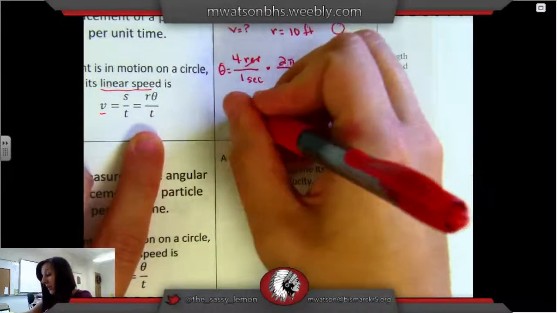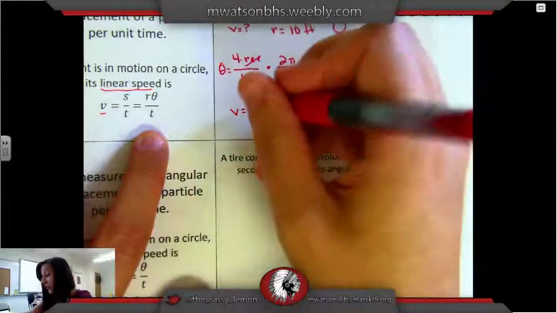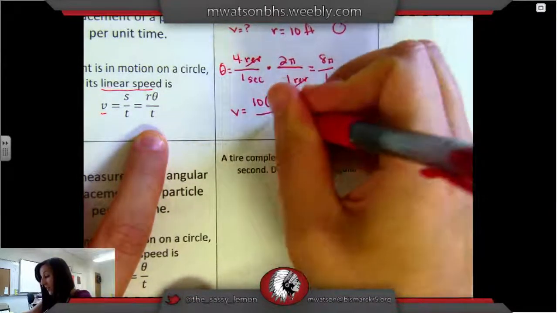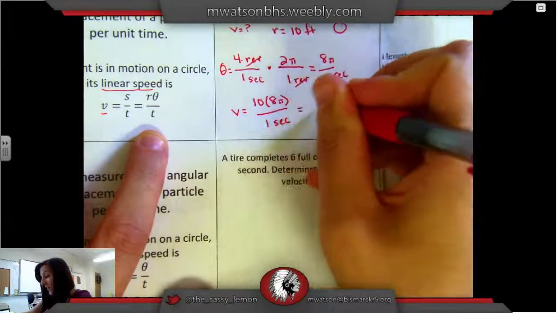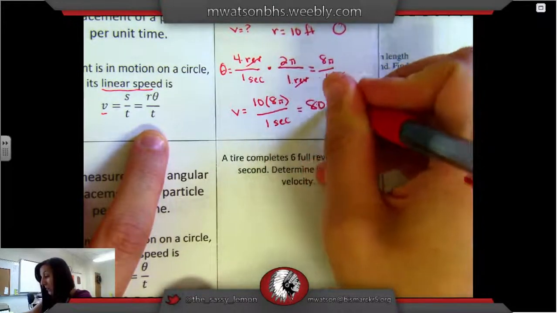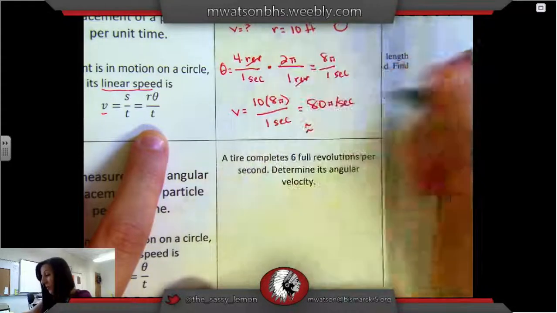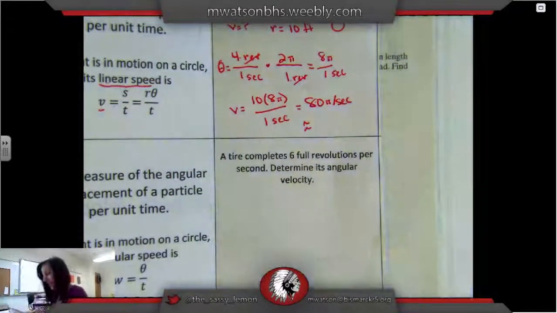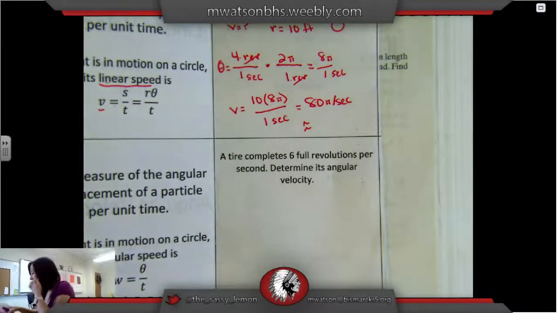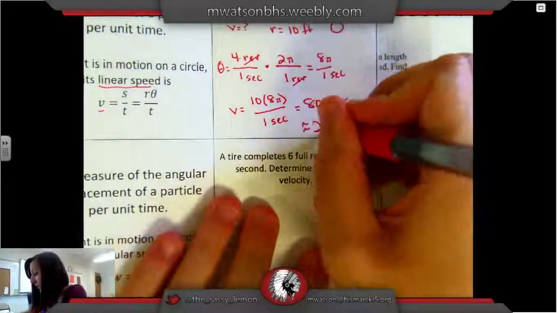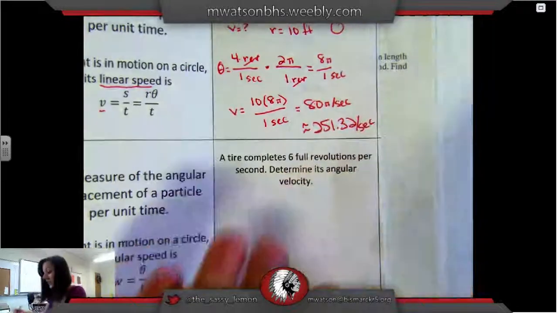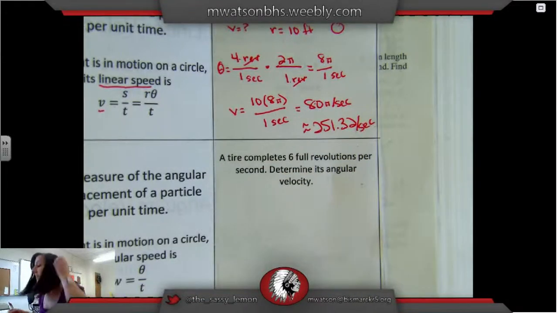So we can plug all those in, and we need to do 10 times 8 pi over 1 second. That's 80 pi per second. You can also approximate that. Grab a calculator. And it's 251.32 radians per second. And there you have it. That's the linear speed.